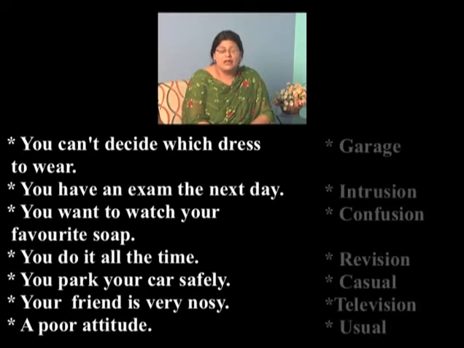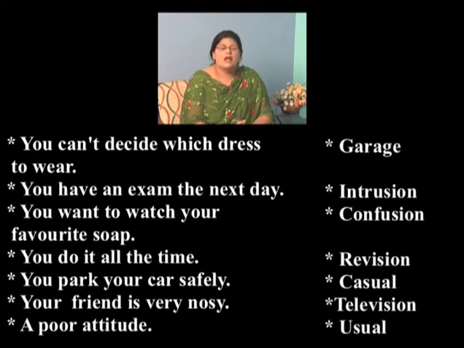The words in column B, and please repeat them after me loudly. Garage, garage. Intrusion, intrusion. Confusion, confusion. Revision, revision. Casual, casual. Television, television. And usual, usual. Now match the columns quickly, and when we get back in 30 seconds, we'll discuss the solutions.